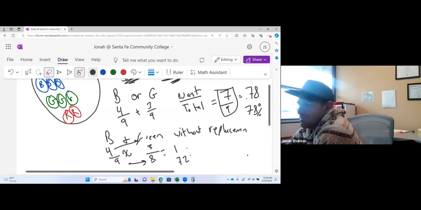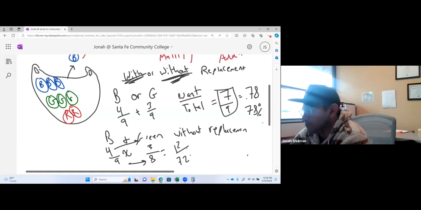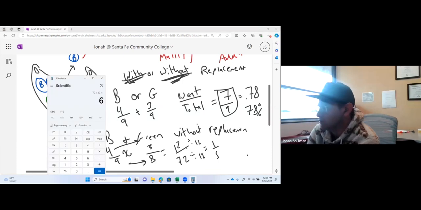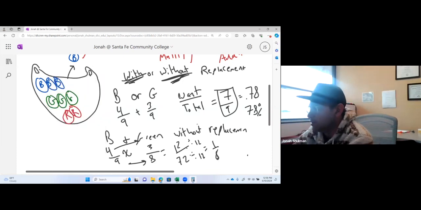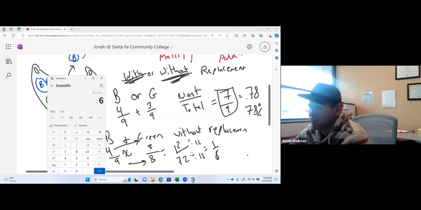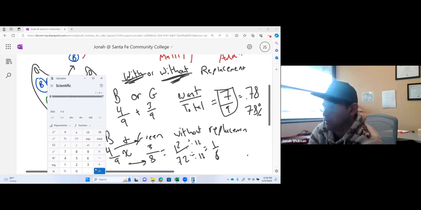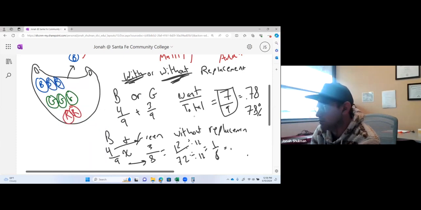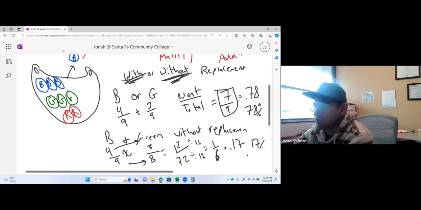So we can divide top and bottom by 12. So it's 1/6, right? And so we just do 1 divided by 6, which is 0.17 or 17%. That 6 is the ugliest 6 I've seen in a while.